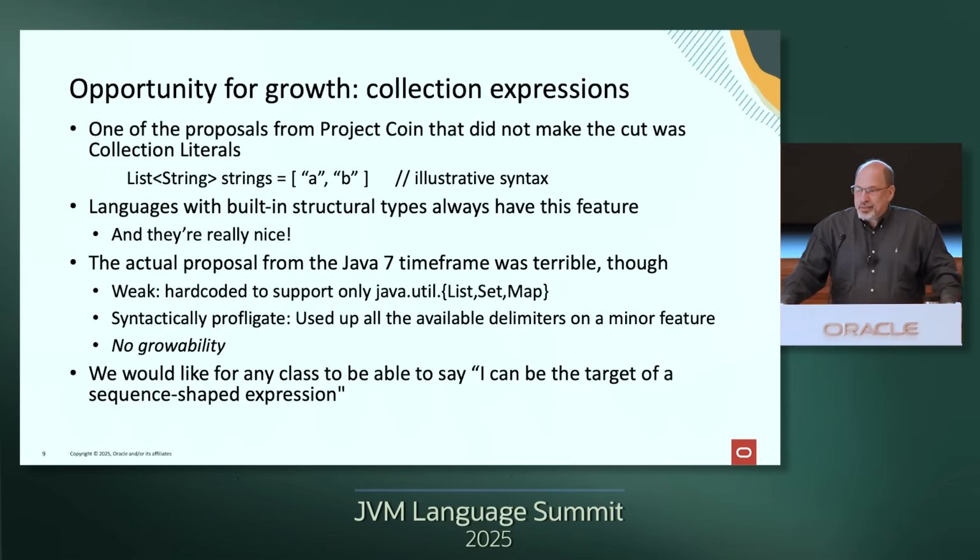And as an added bonus, which is probably not a word, it was like the most syntactically irresponsible proposal I'd ever seen, because it burned all the available delimiters on what was honestly a pretty minor feature. So thank God we didn't accept that proposal, but the motivation for that proposal has sort of gnawed at me for all of that time, and we'd like to have that. We'd like to be able to have any class say, yes, I can be the target of a sequence-shaped collection, and have the compiler just do what needs to be done.